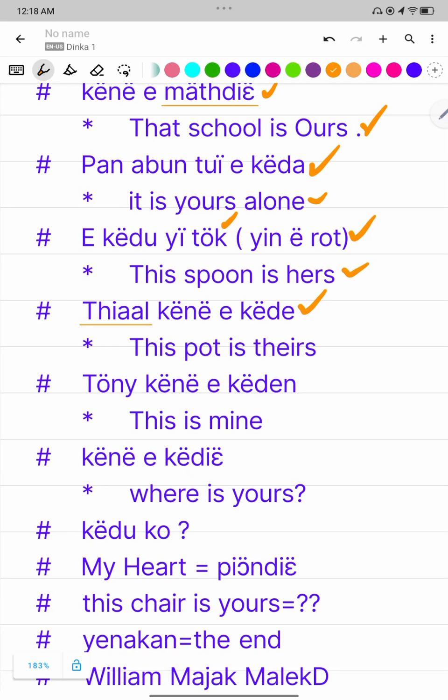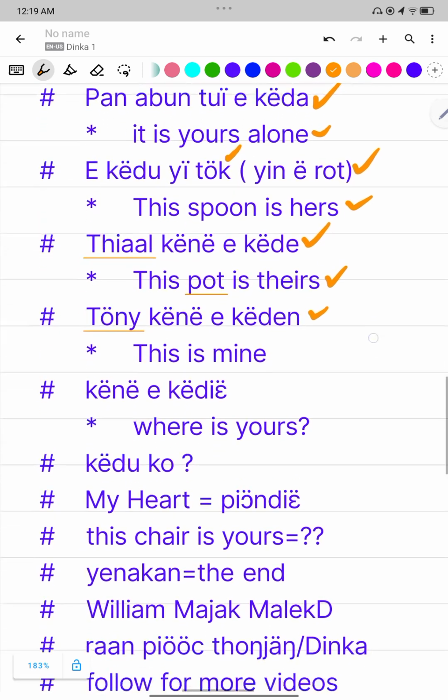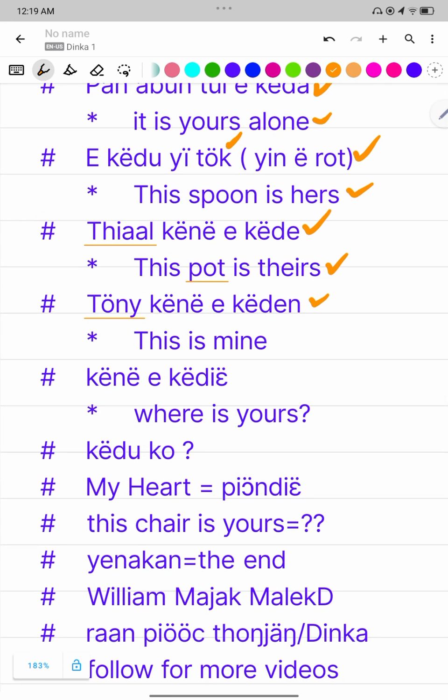This pot is theirs. In Dinka, toin kene ekiden. Pot means toin. We use it for cooking food or putting water on.